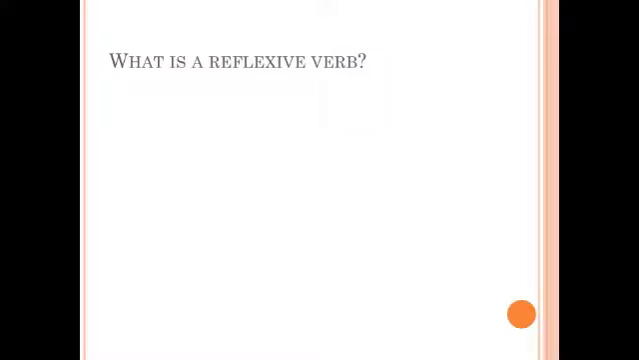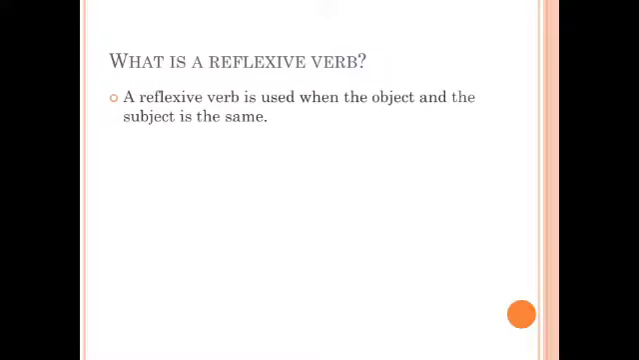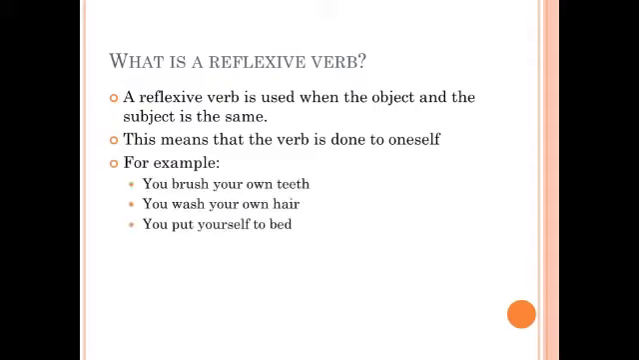Now we want to look at what a reflexive verb is. One way to describe a reflexive verb is to think about it as used when an object and the subject are the same thing in the sentence. What that really means is that the verb is done to oneself. For example, you brush your own teeth, you wash your own hair, you put yourself to bed. These are actions that you do to yourself.